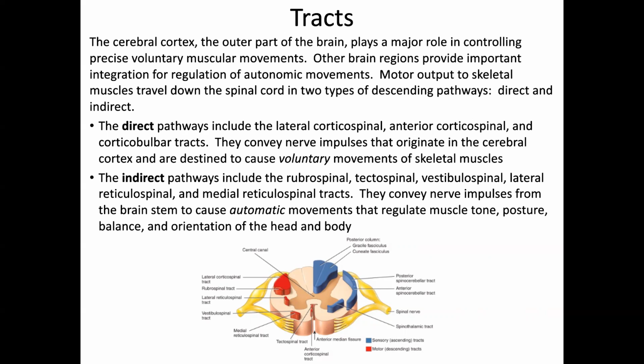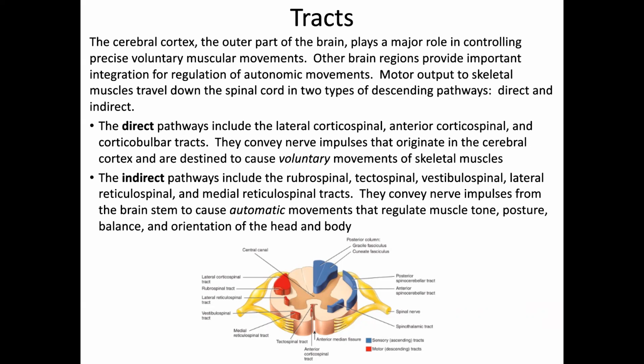So it's the part of our brain that's working right now as you take your notes. When you contract those muscles in your hands, those signals are originating back up in the cerebral cortex. But other parts of our brain provide important integration for regulating autonomic movements, which are those that we control without our conscious control or our awareness in many cases. Motor output to skeletal muscles travels down the spinal cord in two types of descending pathways, direct and indirect.